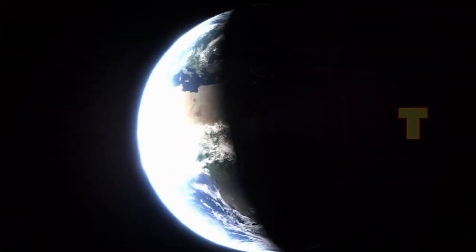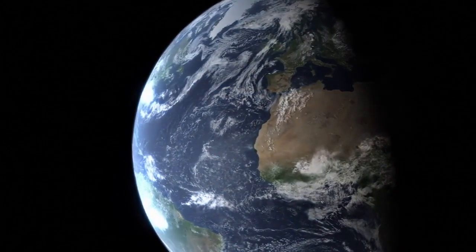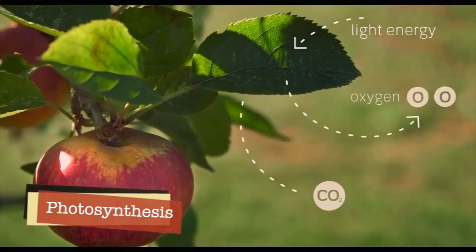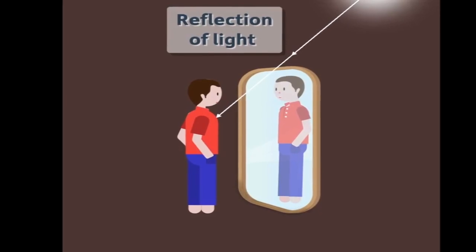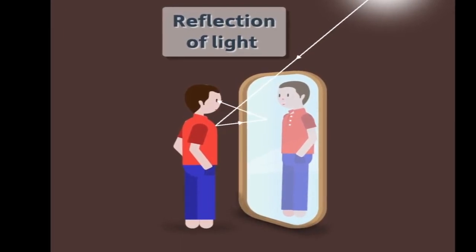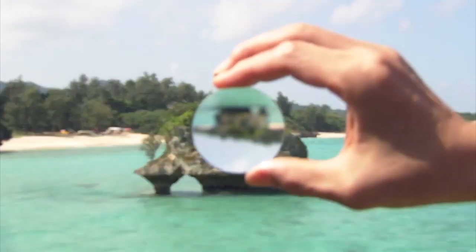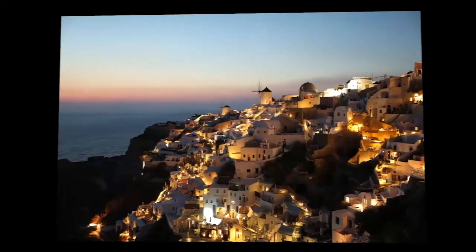1. Light. Sunlight changes dark into day. Plants change light into food. Light bounces off objects to make reflections. Our eyes focus light to make the images that we see. The challenge is how to capture the pictures.